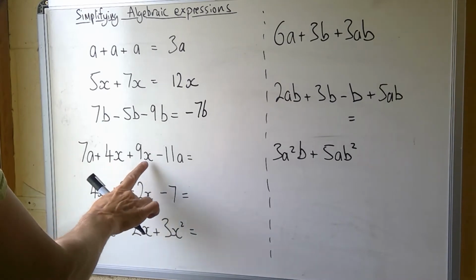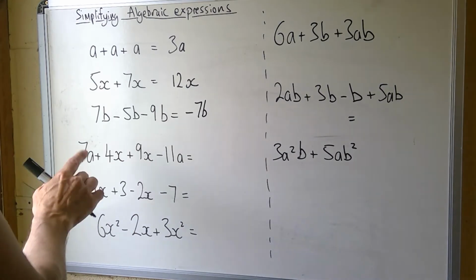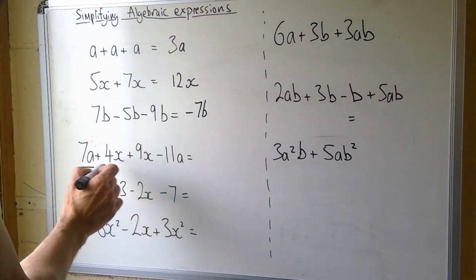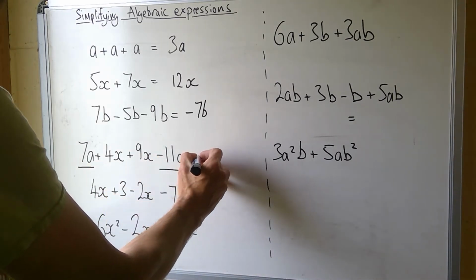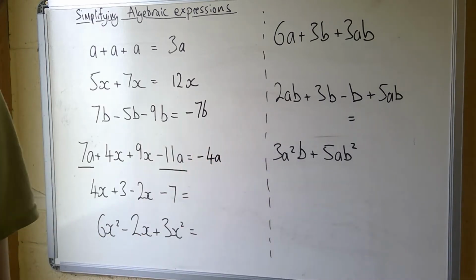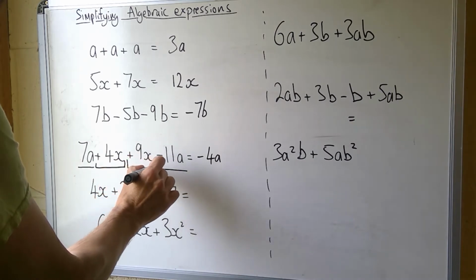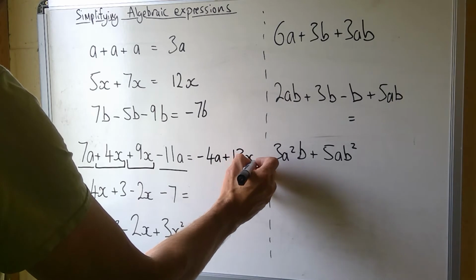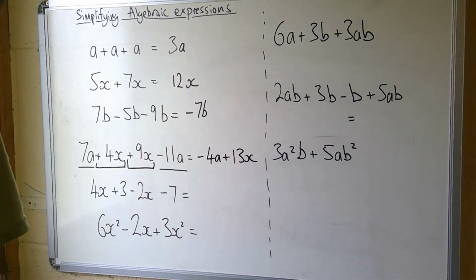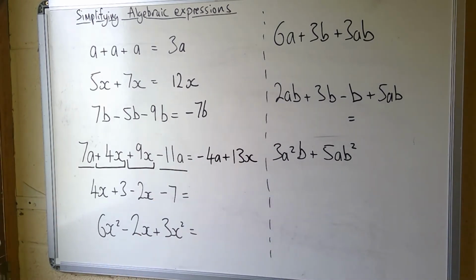When I get to one like this with two different types of terms in, I'm probably going to have two different types of terms in the answer. And I look at each type of term separately. So I'm going to look at the A parts first. 7a take 11a will give me negative 4a. And then my X parts, I've got here plus 4x plus 9x. And that will give me positive 13x. Do need to put the sign in there, that's very important. I can't do anything more with that. To try and simplify that would be wrong.